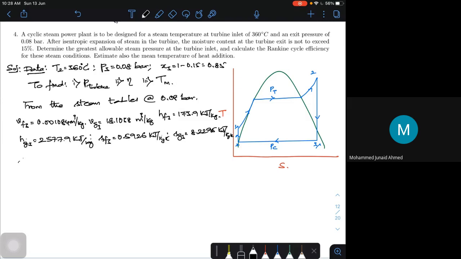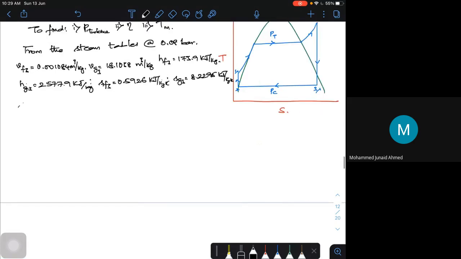So this is something like: go to 0.08 bar and take all the values. Specific volume values for liquid and dry saturated state. Enthalpy for liquid, enthalpy for dry saturated state. Entropy for liquid, entropy for dry saturated. You should know how to get these values. Once you get this, X3 is directly given, I can find the enthalpy. So this is the enthalpy at this particular point. What is the enthalpy at 3?